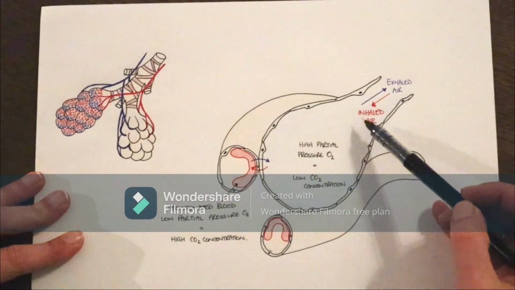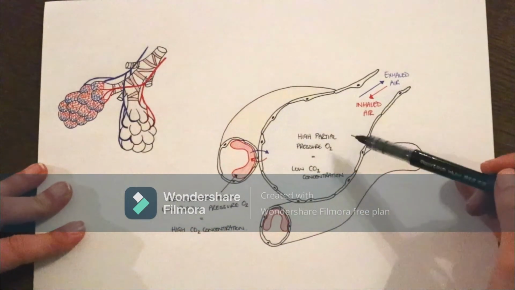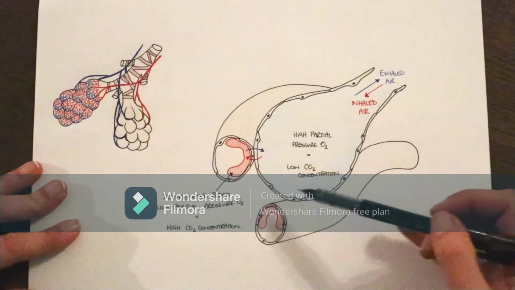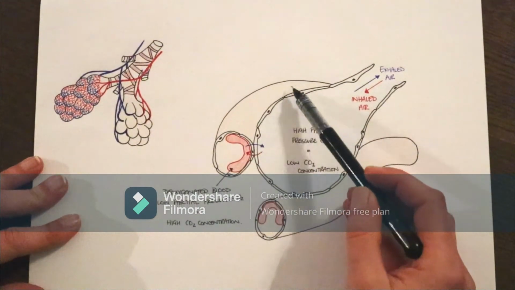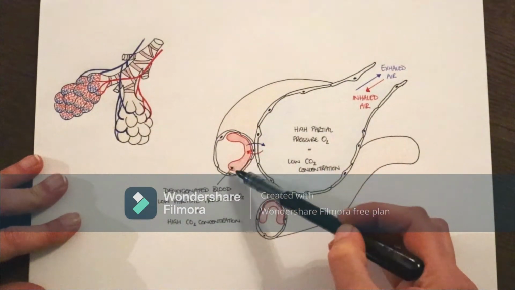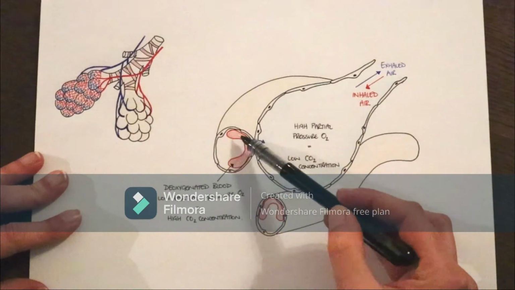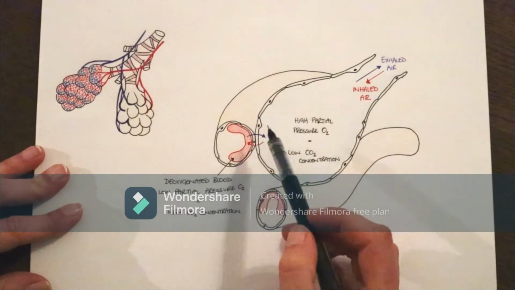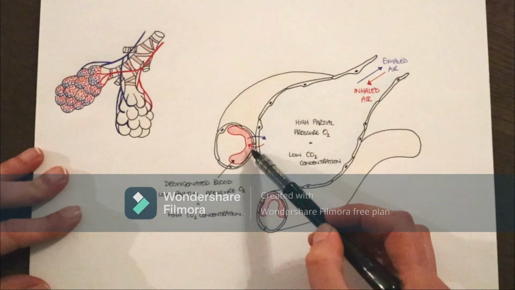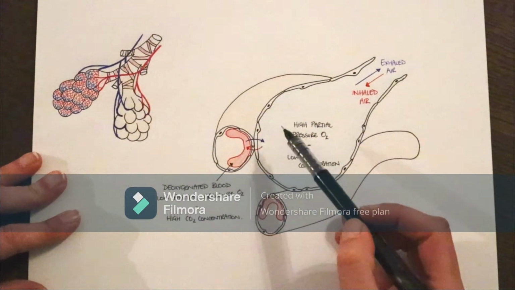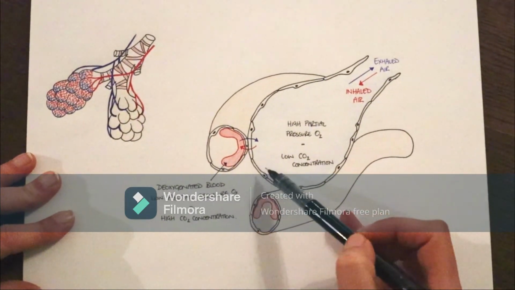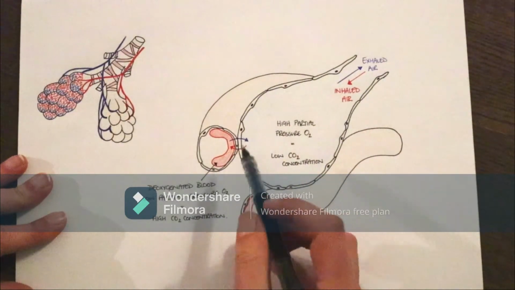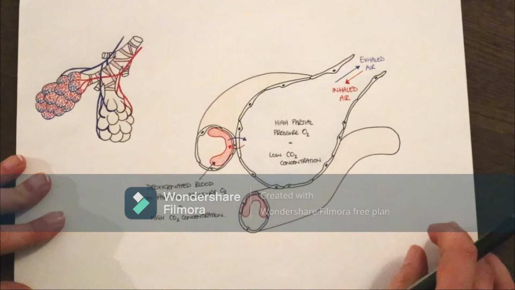As inhaled air comes into the sac of the alveoli, we have a high partial pressure of oxygen, and the deoxygenated blood that's arriving in the capillaries and within the red blood cell has a low partial pressure of oxygen. So therefore, with this short diffusion pathway, only 3 cells thick, and with these steep concentration gradients of oxygen, we are able for this diffusion to take place.